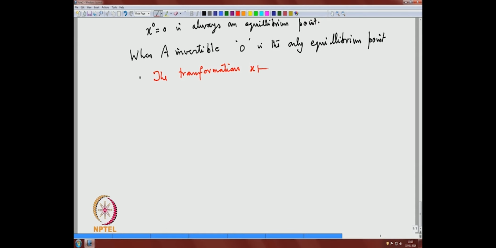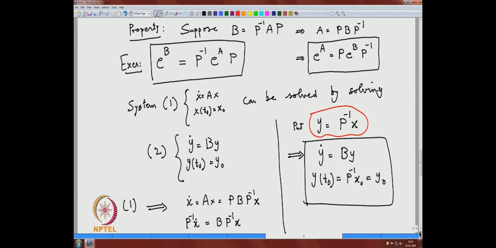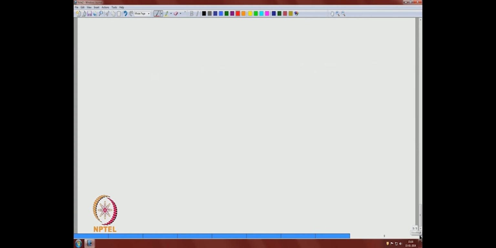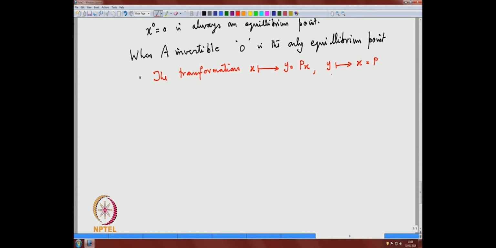x going to y is equal to P inverse x, that is one transformation, and the other one y going to x is equal to Py. Which one is the correct one? Both are fine. Y equal to P inverse of x, does not matter, you can replace that, x equal to Py. These are linear transformations, this is important, these are linear transformations, not some arbitrary transformations. Why is it linear? Because P is a matrix.